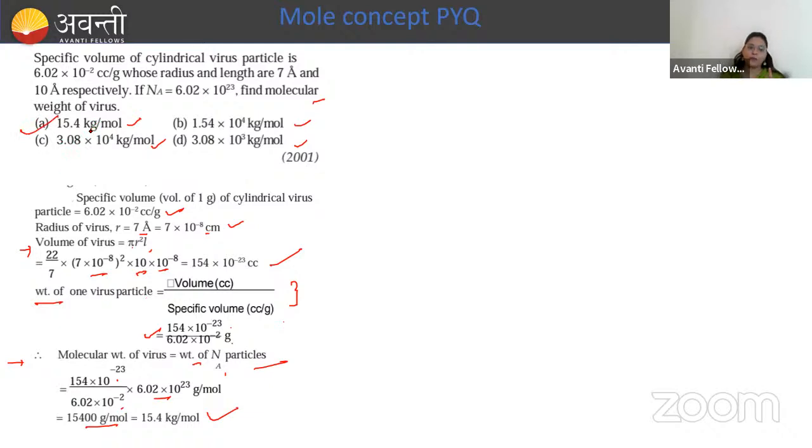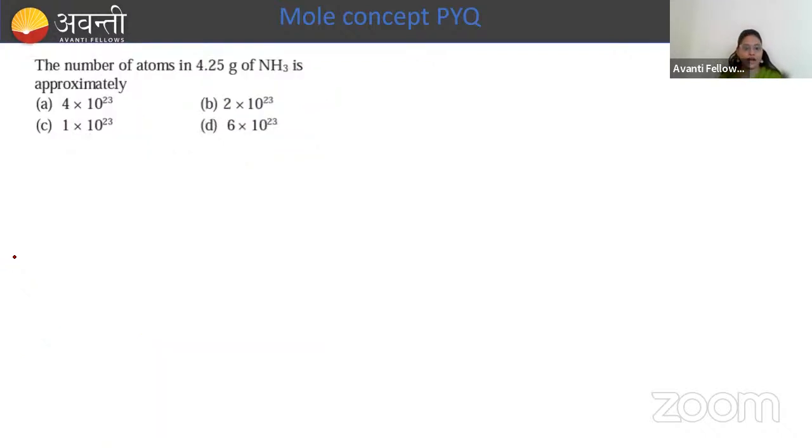So this was a different problem. The method for calculating the molecular weight was different, but we need to follow the same way. Molecular weight is equal to weight of Avogadro's number of particles. Very nice question. Next, the number of atoms in 4.25 gram of NH3 is.